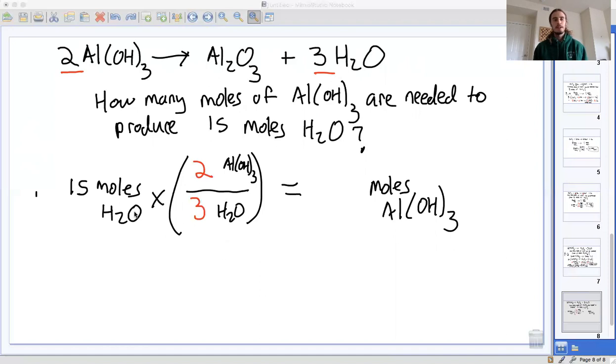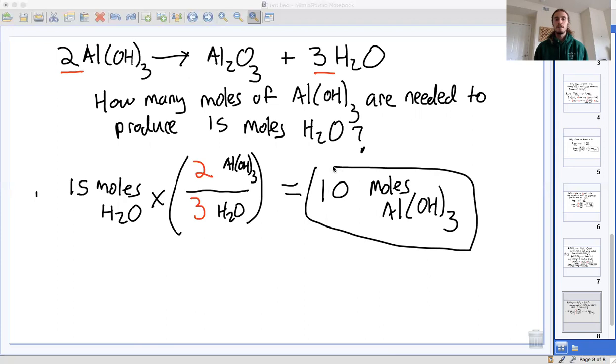2/3, right? You're converting from water to aluminum hydroxide. The number of aluminum hydroxides is less than the number of waters, right? This coefficient's smaller, right? 2 of these make 3 of these. Okay. So let's see, 15 times 2/3, that's going to be 10 moles of aluminum hydroxide, right? So that kind of makes sense.